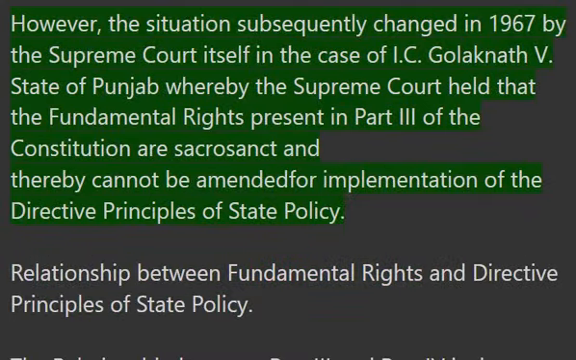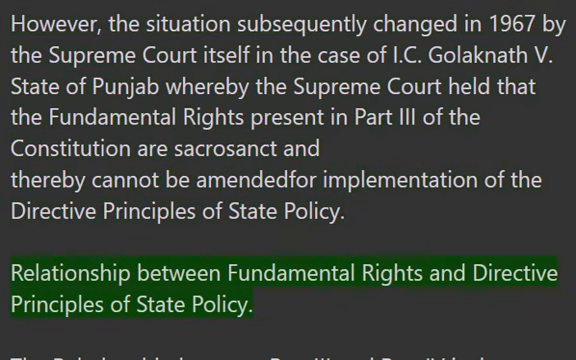However, the situation subsequently changed in 1967 by the Supreme Court itself in the case of I.C. Golaknath v. State of Punjab, whereby the Supreme Court held that the fundamental rights present in Part 3 of the Constitution are sacrosanct and thereby cannot be amended for implementation of the directive principles of state policy.